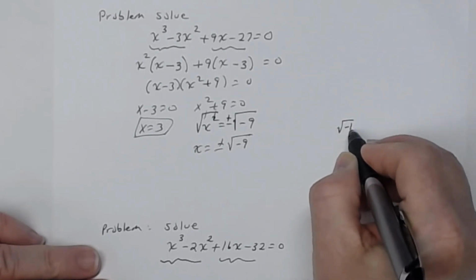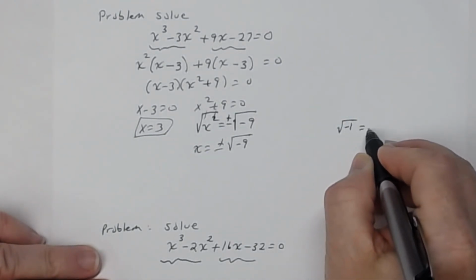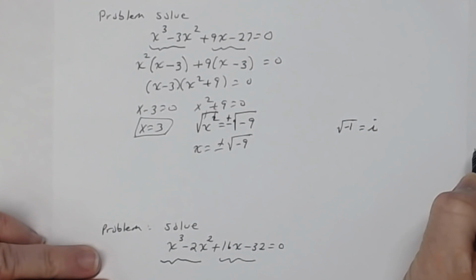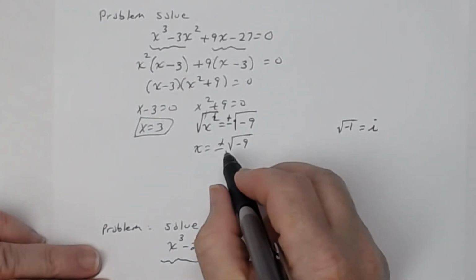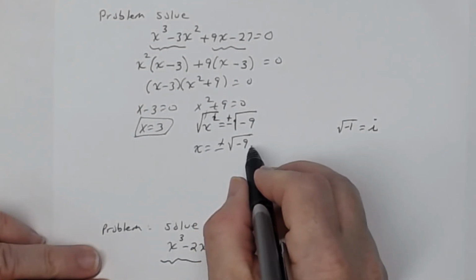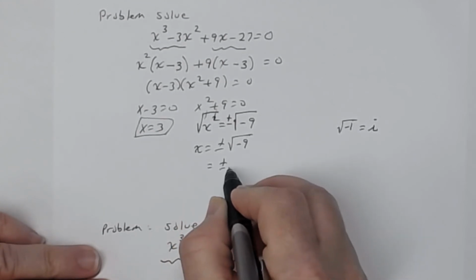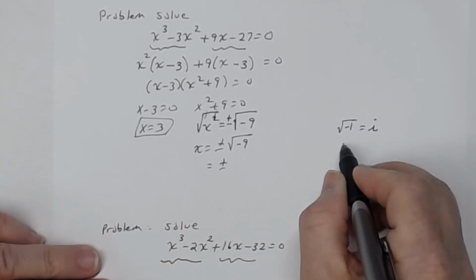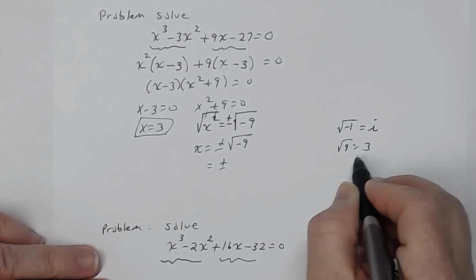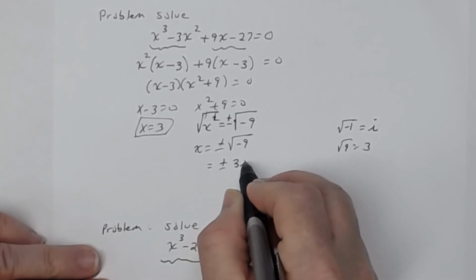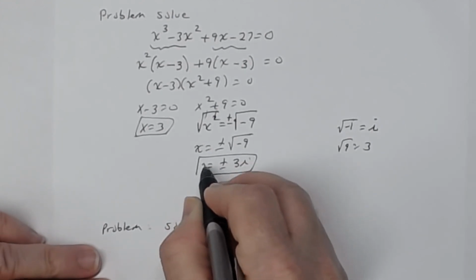You learned about the fact that the square root of a negative 1 is equal to the imaginary unit i. And so the square root of a negative 9 then would be, don't forget the plus or minus, plus or minus, and then remember the square root of 9 is just 3. So this would be plus or minus 3i. And so those are your solutions.